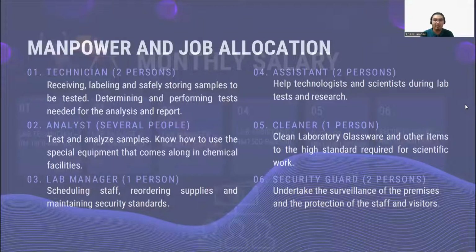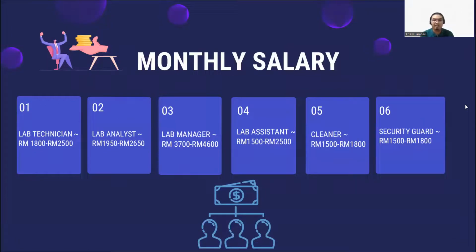For their monthly salary, the technician is around 1,800 to 2,500 ringgit. For the lab analyst, it's around 1,950 to 2,650. The lab manager, 3,700 to 4,600 ringgit. The lab assistant, 1,500 to 2,500 ringgit. The cleaner, 1,500 to 1,800 ringgit. And the security guard, 1,500 to 1,800 ringgit. These are all the monthly salaries that we propose to give to them.